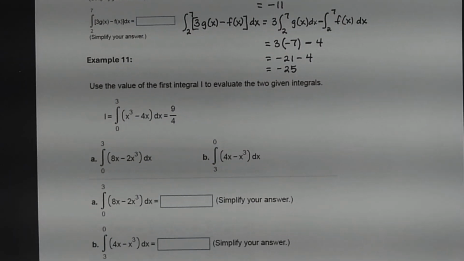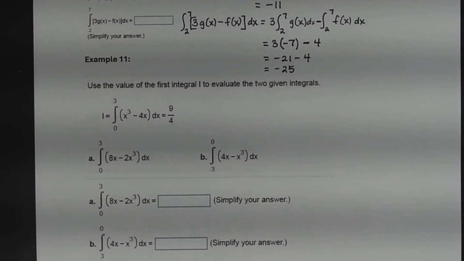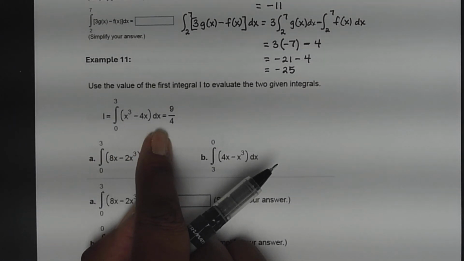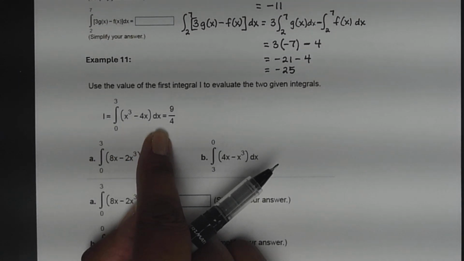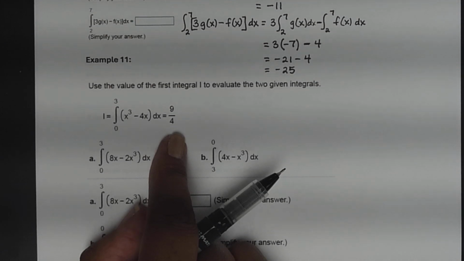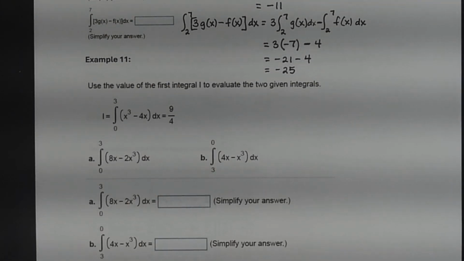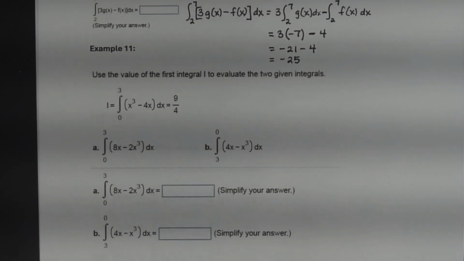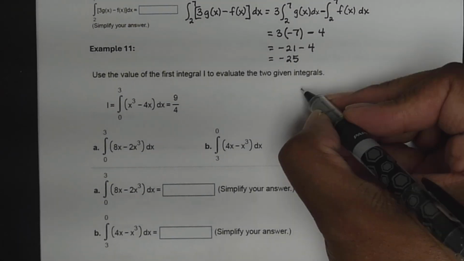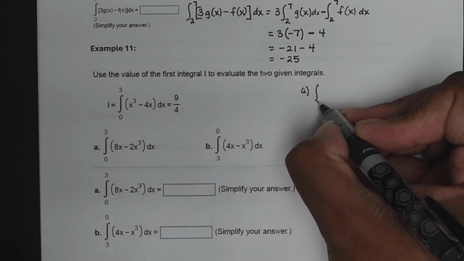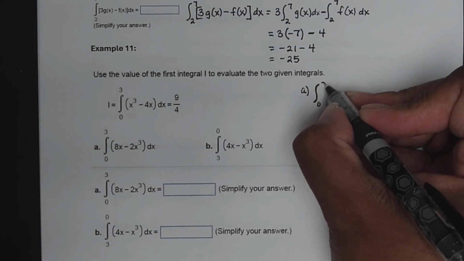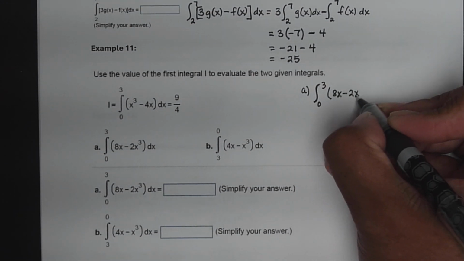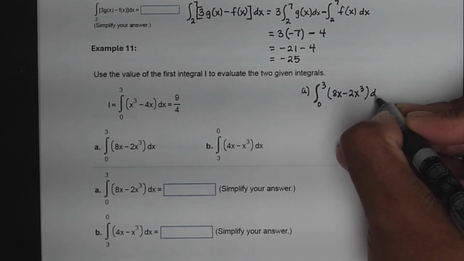Okay, and here we're going to use the value of the first integral, I, which is the integral from 0 to 3 of x cubed minus 4x dx equaling 9/4. I'm going to use that to evaluate the two given integrals here. So in part A, we got the integral from 0 to 3 of 8x minus 2x cubed dx.